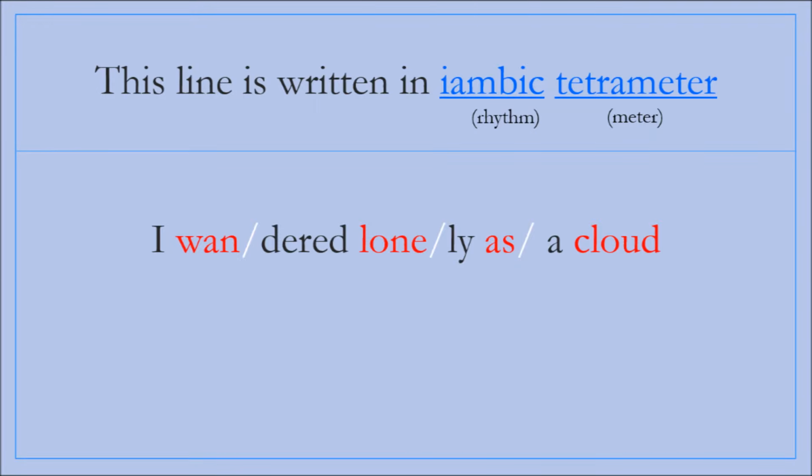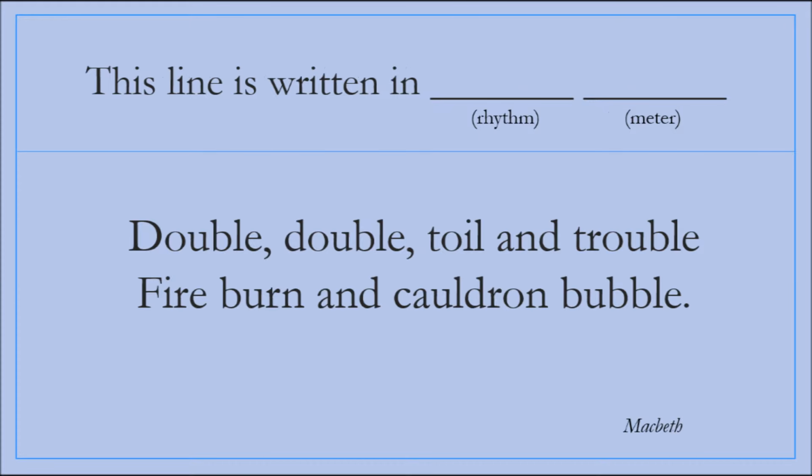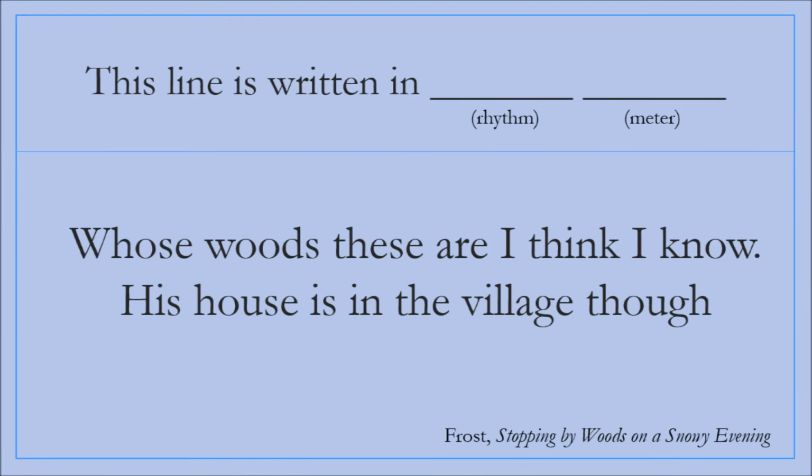So that's how we identify the rhythm and meter of a line. Here are some more examples that you can practice with by pausing this video. If you're unsure of something, go back and watch over that part again.